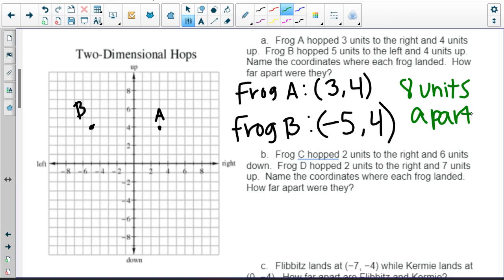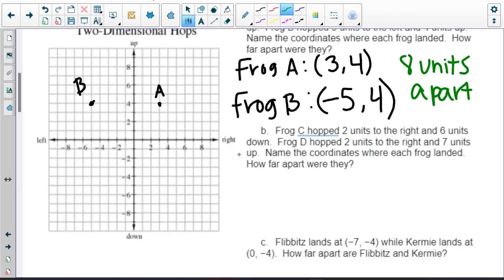So go ahead and pause the video, use what we just did to help you with B, and go ahead and try C. Okay, so for letter B, it says frog C hopped 2 units to the right and 6 units down. So I'm going to go ahead and plot that. I'm going to go over to the right 2 and down 6. Here's frog C. And then frog D hopped 2 units to the right and 7 units up. So 2 to the right, 7 up. So here's my frog D.